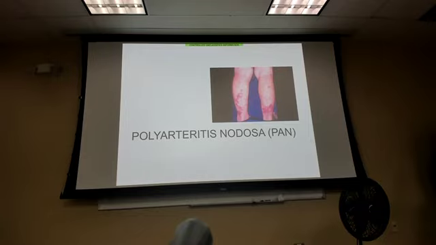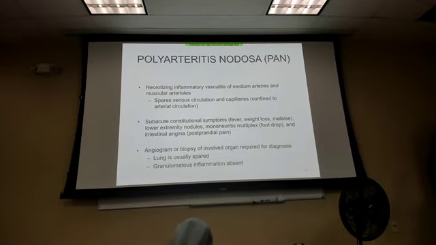So PAN is one of those other things for us to chat about. So the polyarteritis nodosa, breaking it down, that is a necrotizing inflammatory vasculitis of the medium arteries and muscular arterioles. This one spares venous circulation and the capillaries. So it's confined to that arterial circulation.